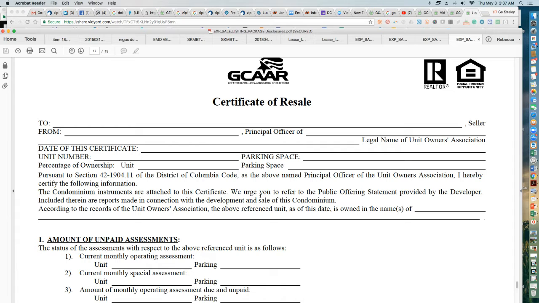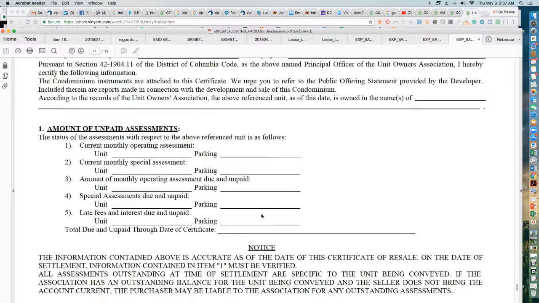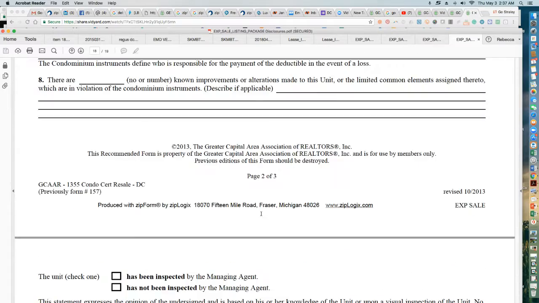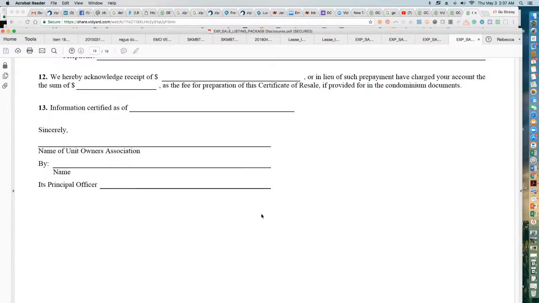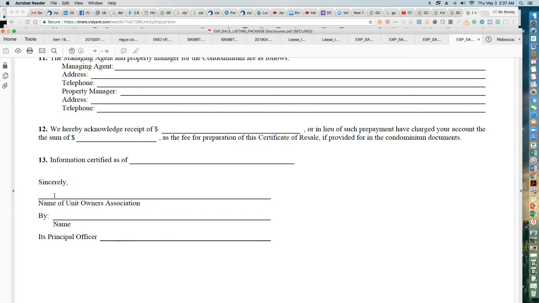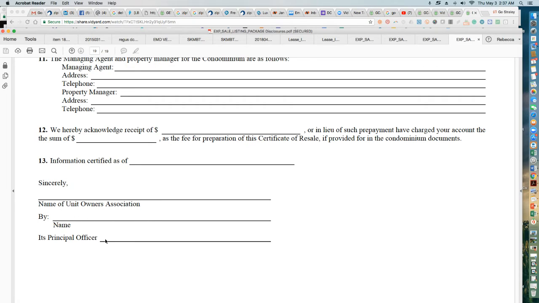The condominium instruments are attached to this certificate, and the public offering statement provided by the developer. And so any reports that they have, we want to make sure that the buyer is aware of all the details of his relationship with the condominium. And let's see, if we scroll down here to the bottom where there are signatures, it would be the name of the Unit Owners Association and by the name of the person and its principal officer.